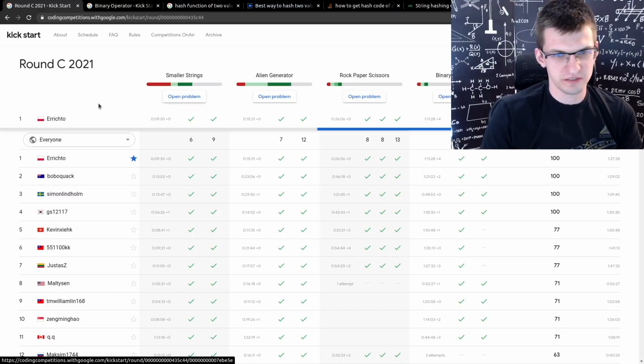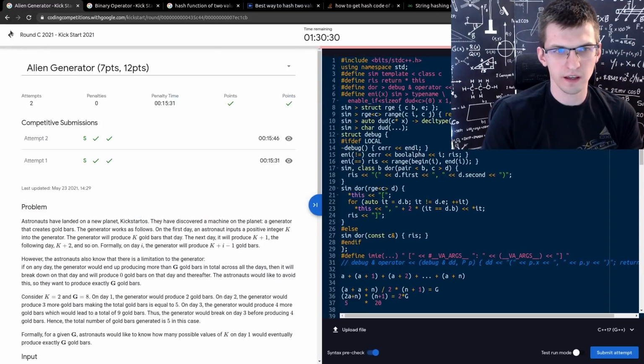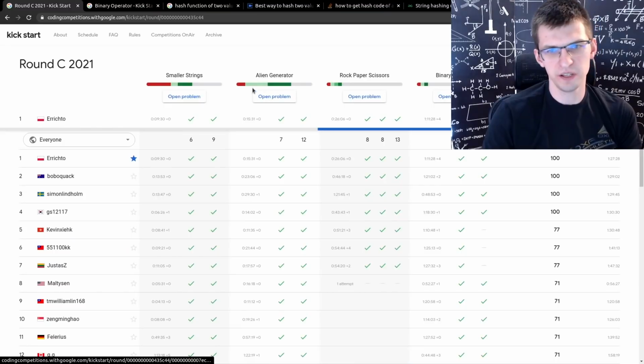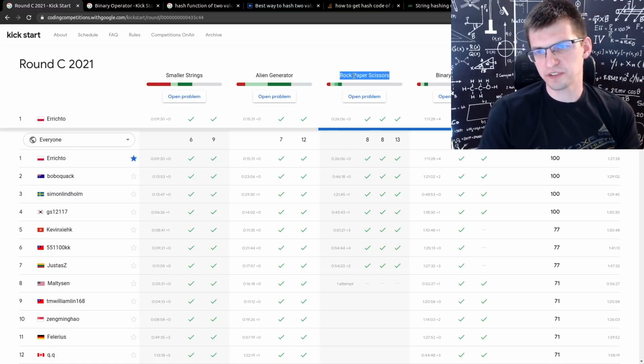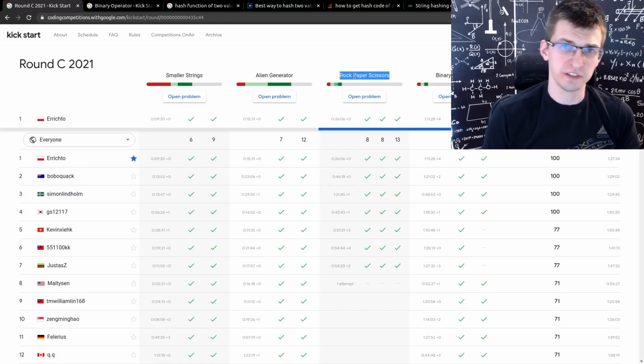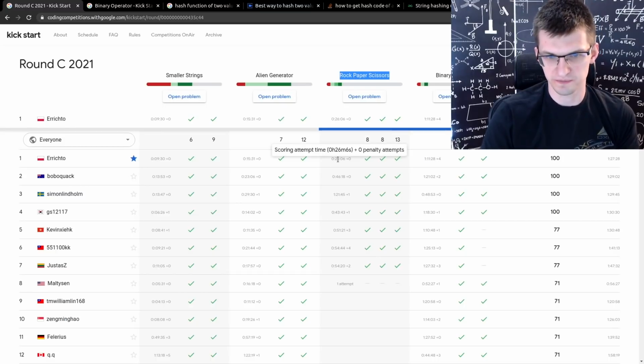And my feelings on this round are the following. Smaller strings, I messed up. I chose a bad strategy. And B is very easy. I would swap those two problems, smaller strings and alien generator. This one is easier, it's just simple math and finding divisors. Rock, paper, scissors, for me it was very standard, but I'm happy to see such problems because I can do them very fast. I did it in 11 minutes.